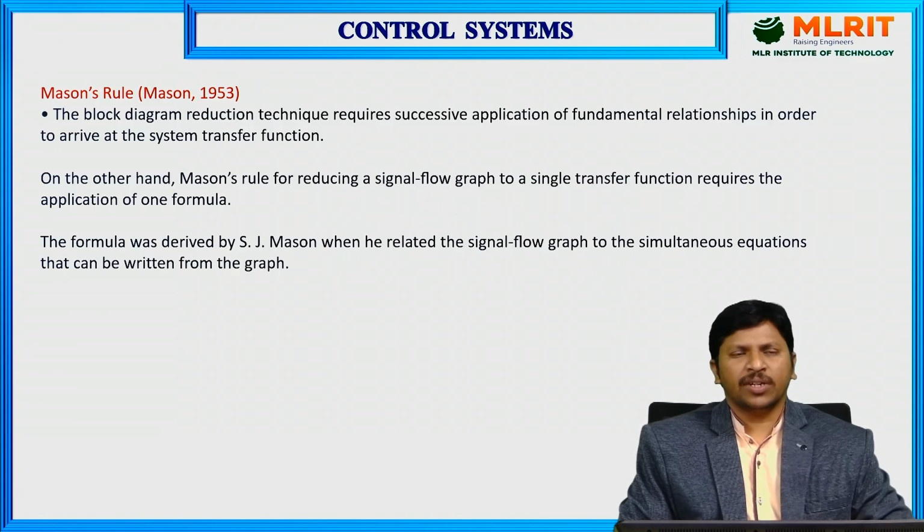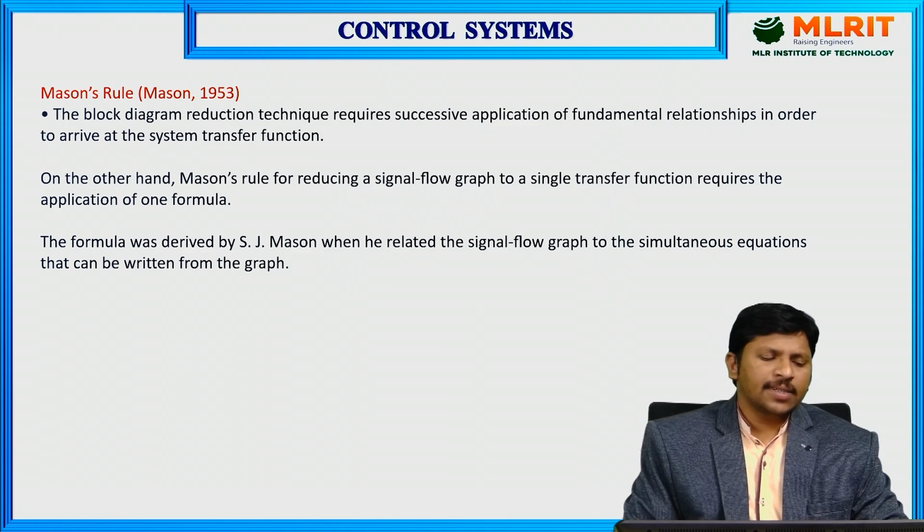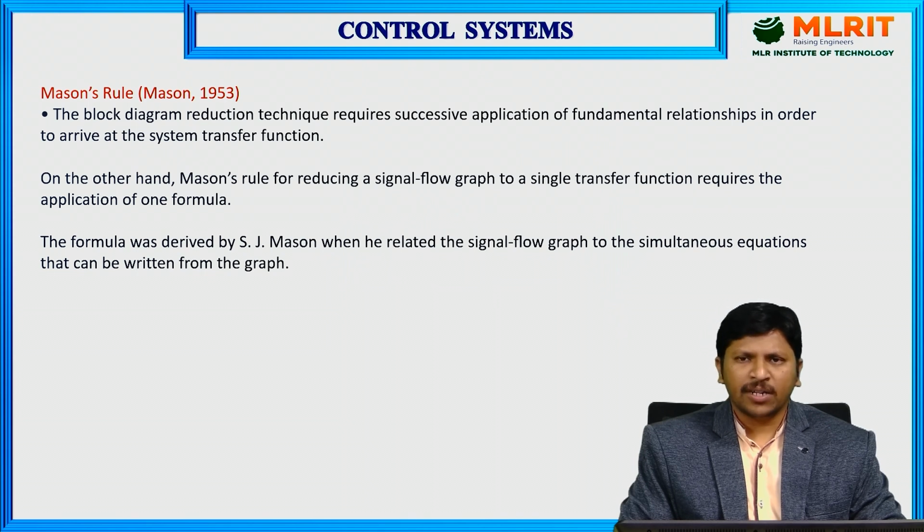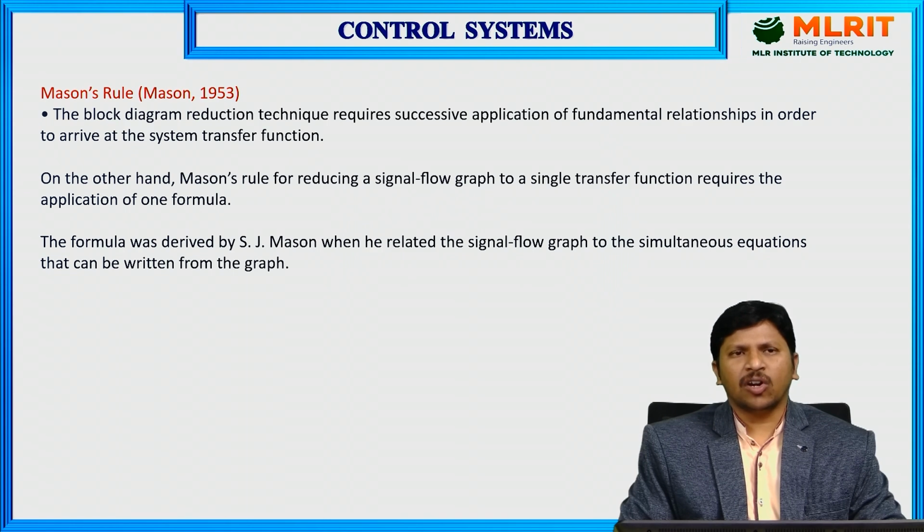Let's move on. What are the basic Mason's rules available here? The block diagram reduction technique requires successive application. Why are we going to study the signal flow graph? By using the signal flow graph, and from that using the Mason's gain formula, we can calculate the transfer function more easily compared to the block diagram reduction rules.